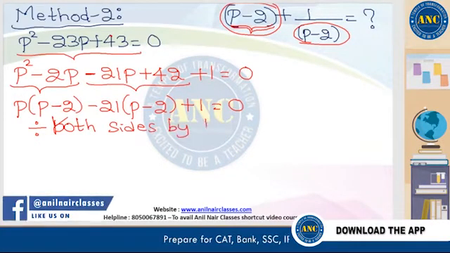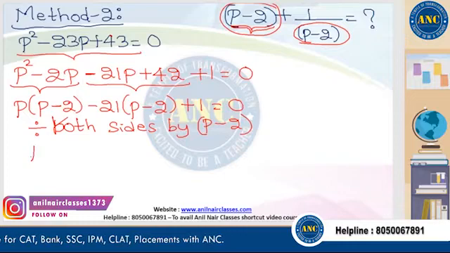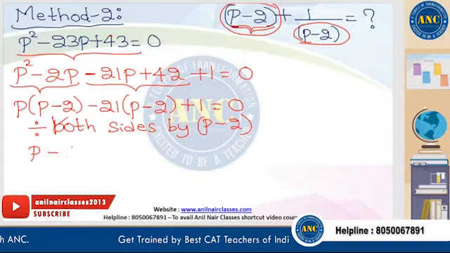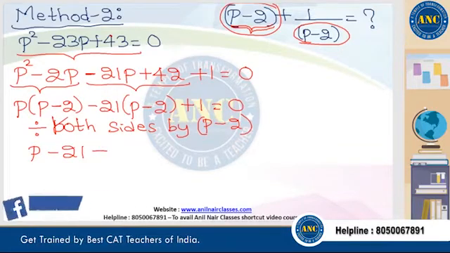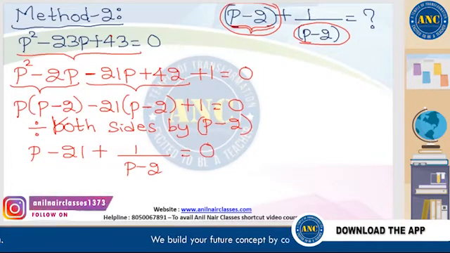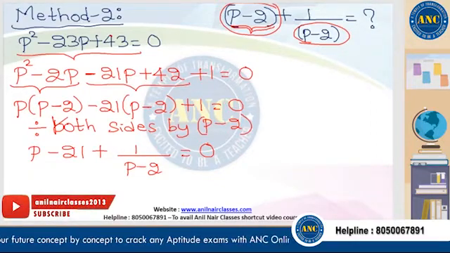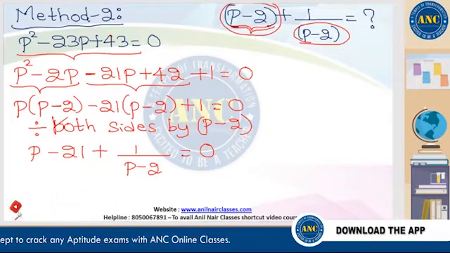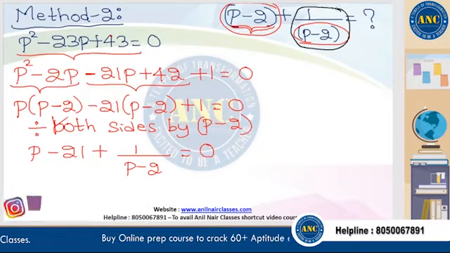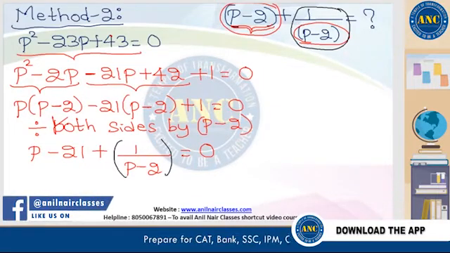If I divide both sides by p minus 2, observe carefully, p into p minus 2 divided by p minus 2, I will be left with only p. Minus 21 into p minus 2 divided by p minus 2, I will be left with minus 21. Plus 1 divided by p minus 2, I will write it as it is. This is equal to 0 by p minus 2, that is nothing but 0. Now, if you observe carefully, in the question they are asking you 1 divided by p minus 2 term should be there. Yes, here also I have 1 divided by p minus 2.